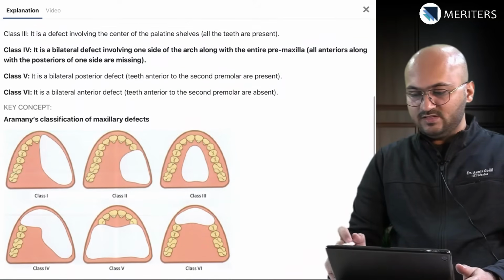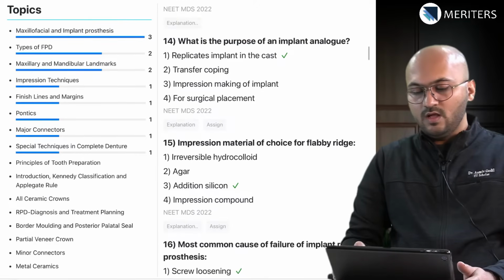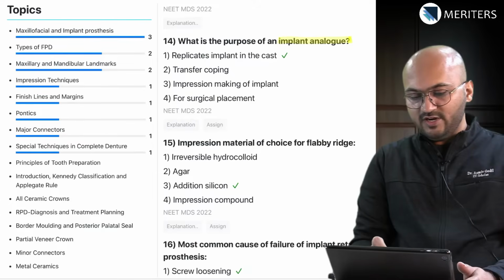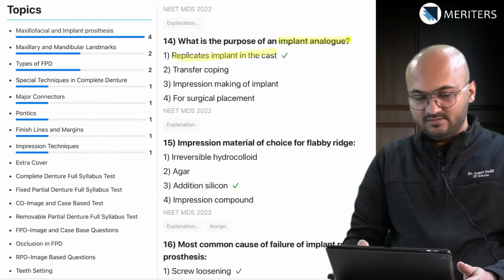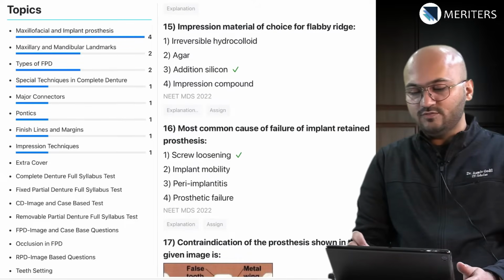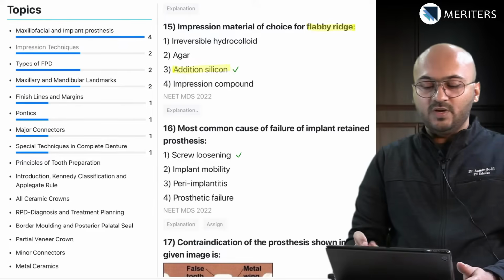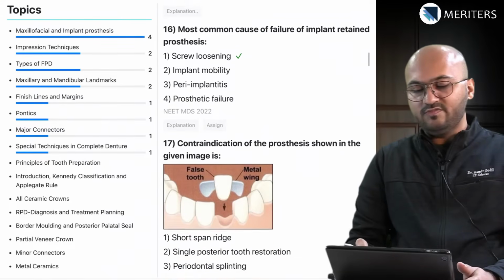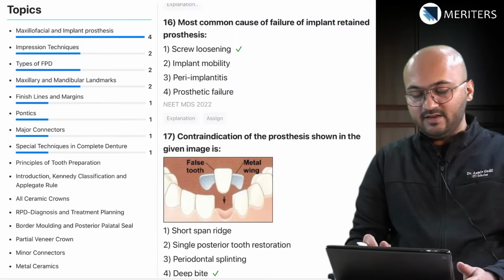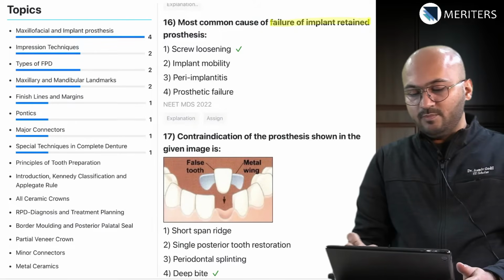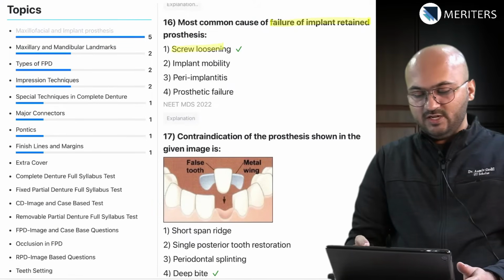Remember the Aramany classification. What is the purpose of an implant analog? It is to replicate implant in the cast. Impression material of choice for flabby ridge is addition silicone. Now you must know how to eliminate other options. You will find that a lot of options will be identical and they will be relevant. So watch explanatory videos. Most common cause of failure of implant retained prosthesis is screw loosening.